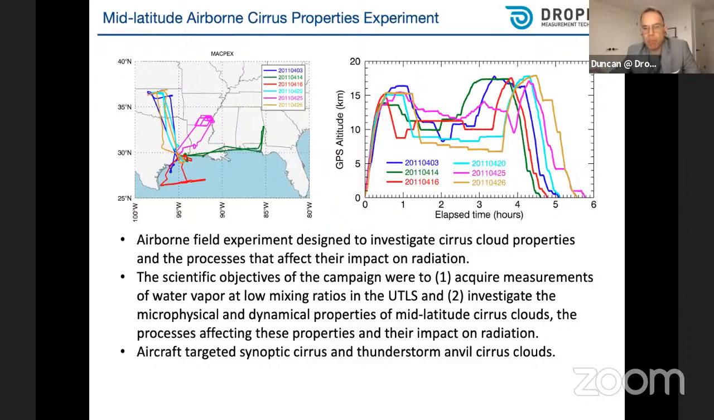In April and May of 2011, the scientific objectives of the campaign were to acquire measurements of water vapor at low mixing ratios in the UTLS and to investigate the microphysical and dynamical properties of mid-latitude cirrus clouds and the processes affecting these properties and their impact on radiation. So this is why we targeted synoptic cirrus and thunderstorm anvil cirrus clouds.